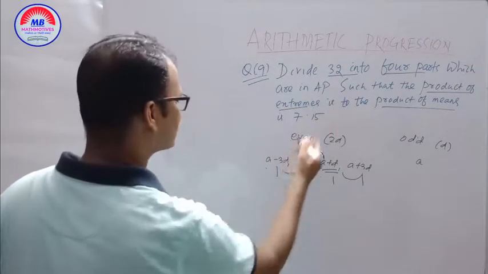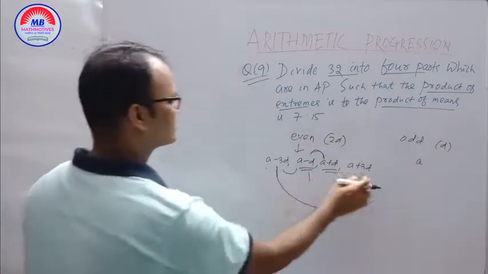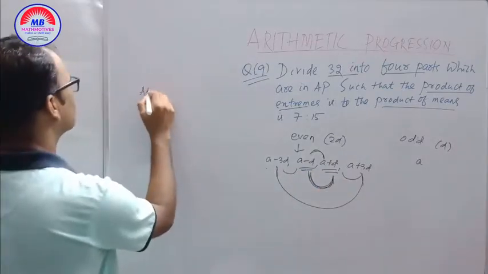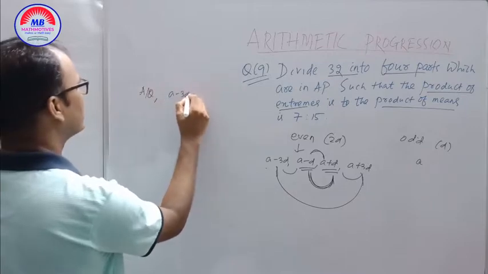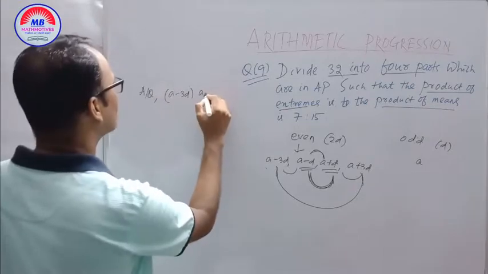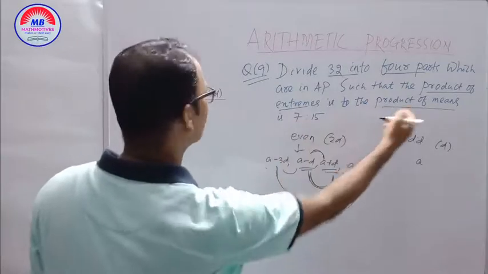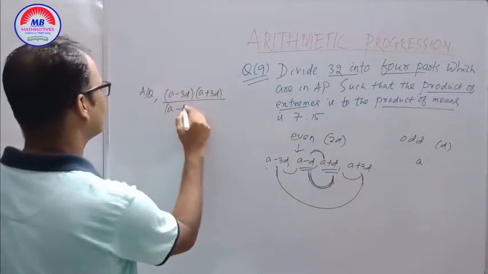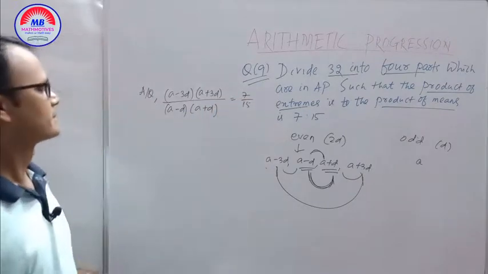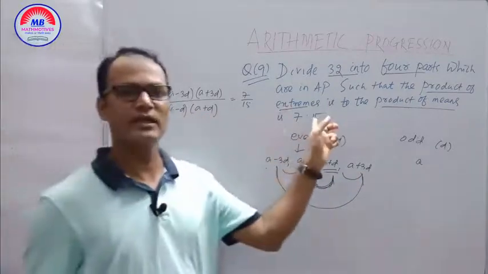AP. So they are product of extremes. Extremes means first and last. Product of means, the middle terms. Okay. So according to the question, product of extremes, a minus 3d into a plus 3d, divided by the product of means, a minus d into a plus d, is equal to 7/15. Product of extremes by product of means is equal to 7/15.